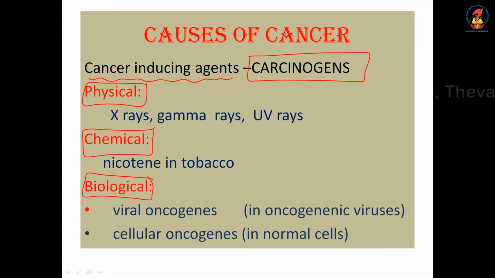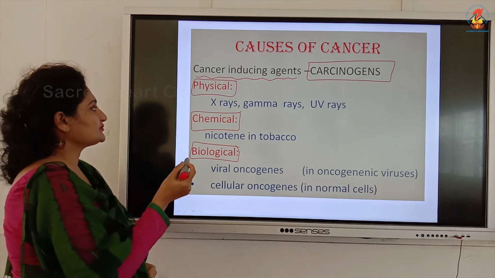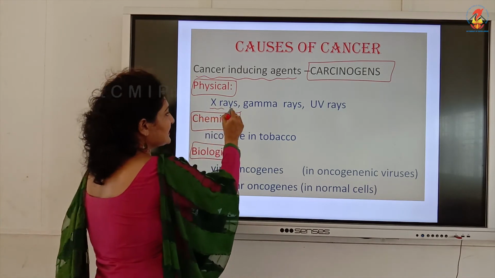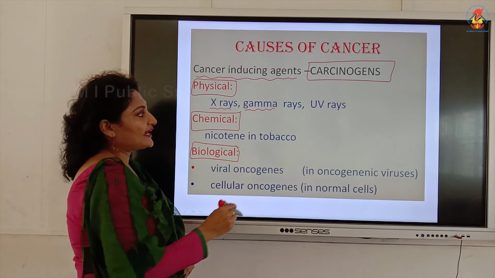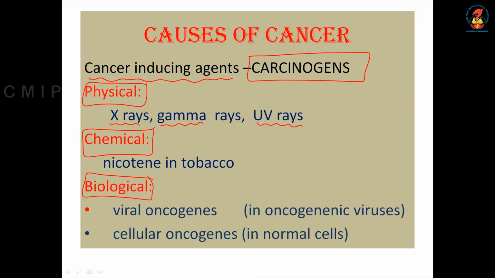The physical carcinogens include the ionizing rays like X-rays and gamma rays, and the non-ionizing rays like the UV rays, which can damage the DNA and cause mutation and cancer. So physical carcinogens include different rays: X-rays, gamma rays and UV rays. Remember, these two are ionizing rays and this is a non-ionizing ray.